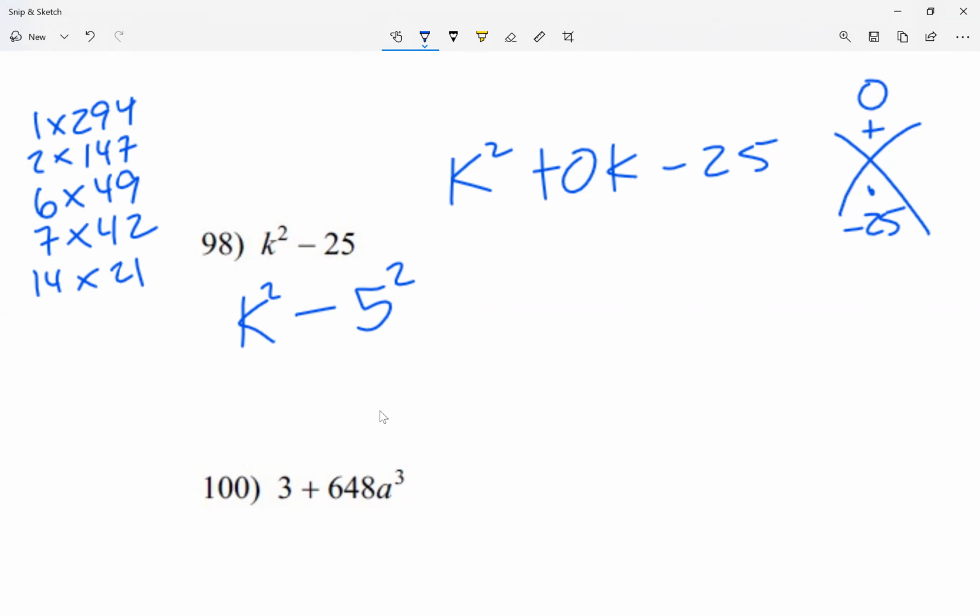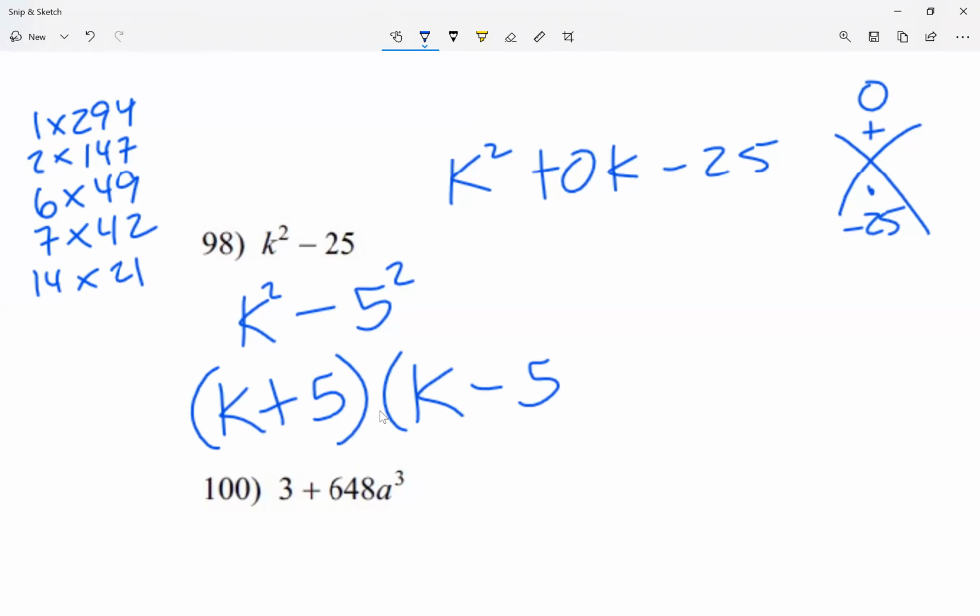Now, because this is a special case, I talked about it last week, k squared minus 5 squared, one of my parentheses will be k plus 5, and the other one is going to be k minus 5. So one of them has a plus, the other one has a minus. We can do the long way. We can do the diamond method, but we can just go with the short version.